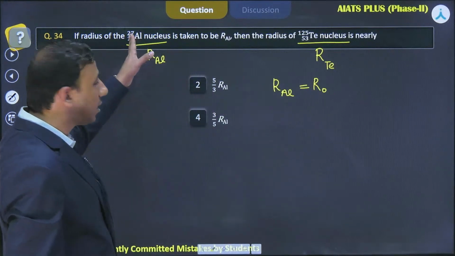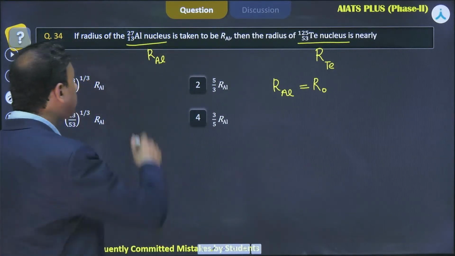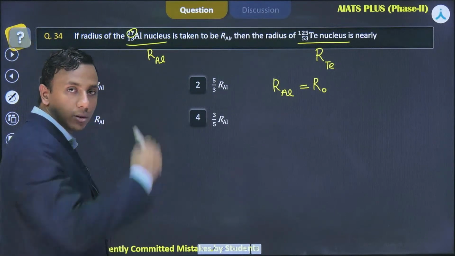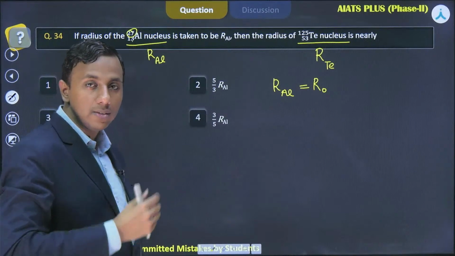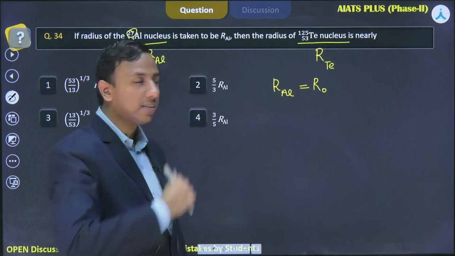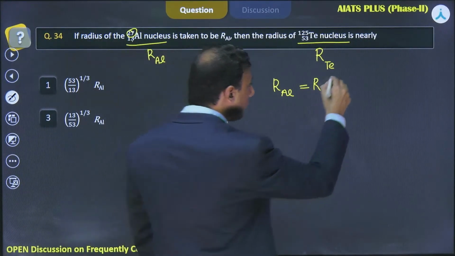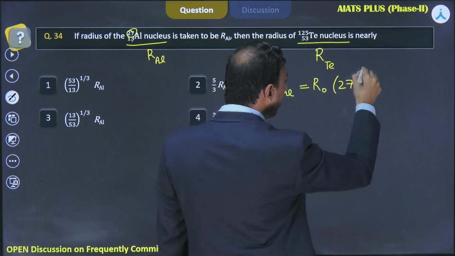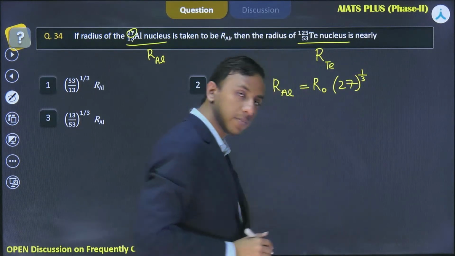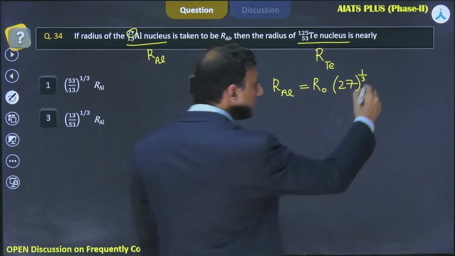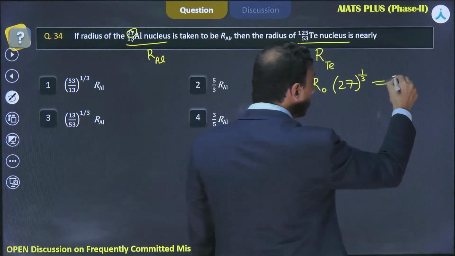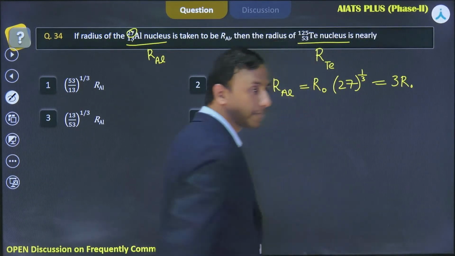Now what is A over here? Mass number. Mass number is which term? The one written over there. The quantity written below is your atomic number and the one above is the mass number. So the mass number is 27, so A to the power 1 by 3. What will this become? Solve it. The cube root of 27 is 3. So 3 R naught.